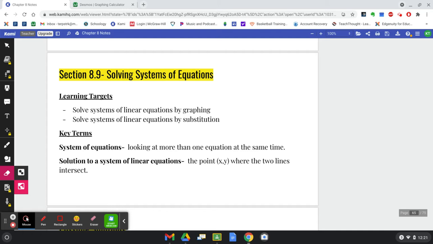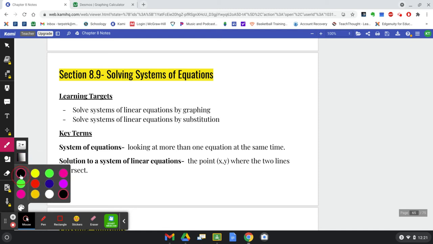All right, and we call that a system: a system of equations, when we look at more than one equation at the same time. We can look at any type of equation, but we're going to specifically look at linear equations. So we're going to find the point, the coordinate (x, y), where two lines intersect.